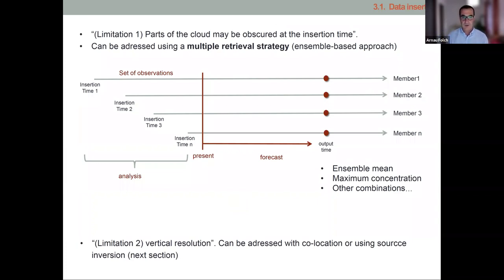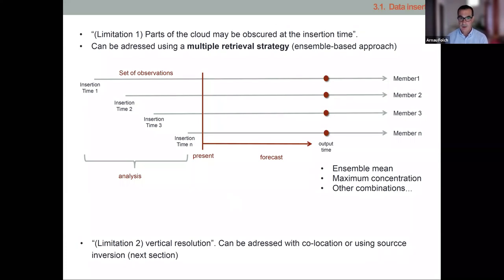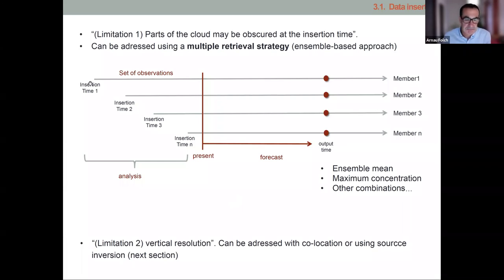The first limitation that I mentioned is: what happens if parts of the cloud are obscured during insertion time? We can somehow circumvent this by doing a multiple retrieval strategy. For example, let's imagine that we do an ensemble of runs and we have a number of observation times. We have one observation at time one, another one at time two, another one at time three, and so on. This would be the analysis. And now let's imagine that we do an ensemble forecast in which the first ensemble member is initialized with this observation, and then we just run the model forward in time.